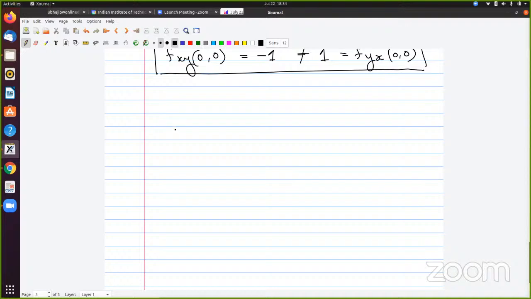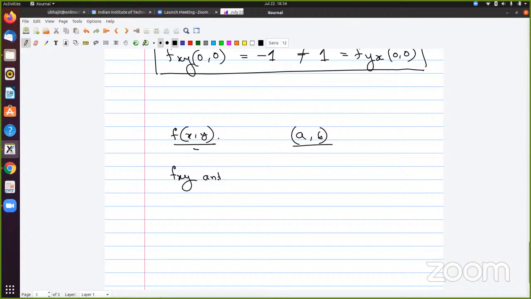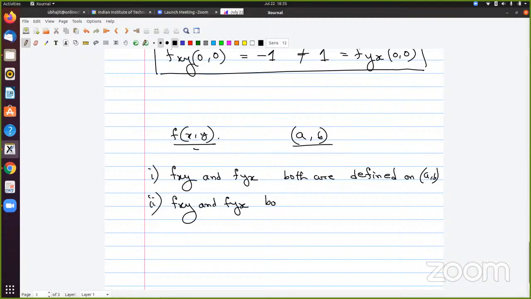It's saying that suppose we have a function like this, and at the point (a, b) you are trying to find fxy and fyx. Now if both of these fxy and fyx are defined at (a, b), this is the first condition. The second condition is both are continuous at (a, b). These two functions need to be continuous. That is what Clairaut's theorem is saying.